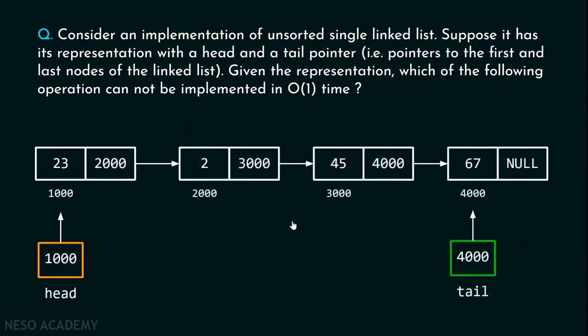Let us consider this implementation. We have this linked list, and the head pointer is pointing to the first node of this list and the tail pointer is pointing to the last node of this list. This is just an example. You can take any linked list of your choice. That's not a problem. Let's consider option number 1.